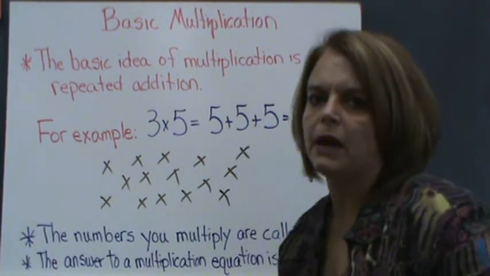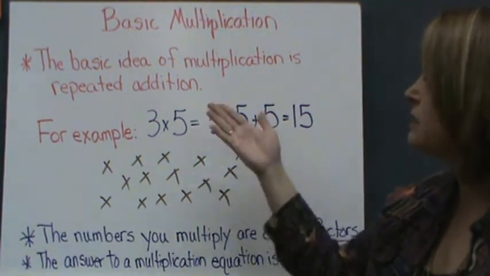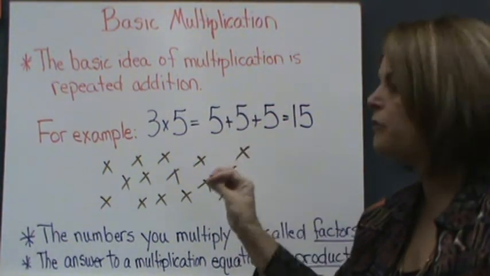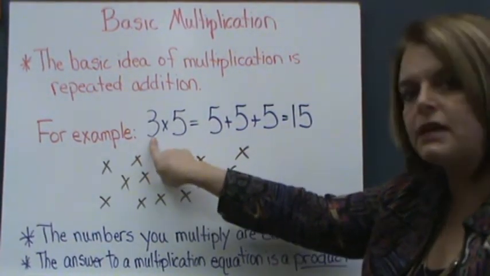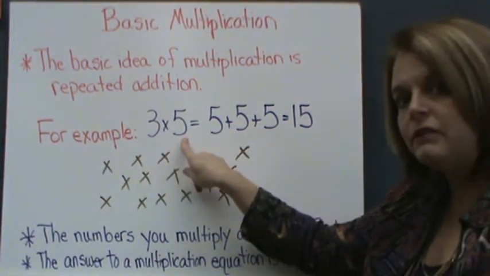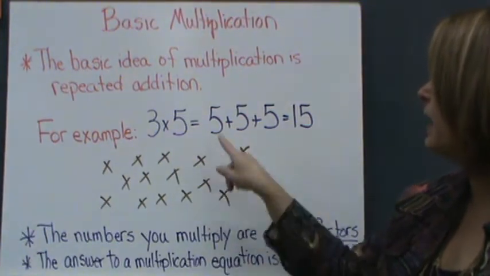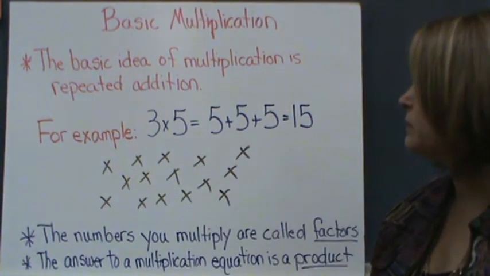So if you can skip count, you can multiply, because that's all it is, just adding over and over and over. This number tells me how many times I add this number. So I add 5 3 times.